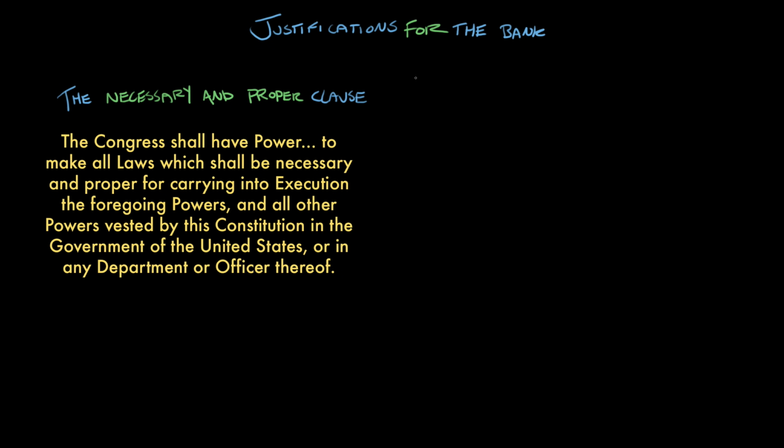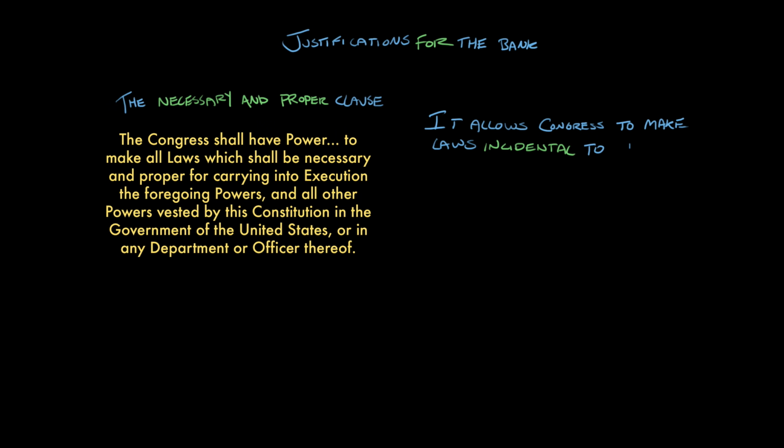So in Congress, what was the power that proponents of the bank used to justify passing it? The principal power that they used is called the Necessary and Proper Clause. The Necessary and Proper Clause says Congress shall have power to make all laws which shall be necessary and proper for carrying into execution its foregoing powers, those powers on the list, and all other powers vested by the Constitution in the government of the United States or any department or officer thereof. This is called the Necessary and Proper Clause. It allows for Congress to make laws incidental to the enumerated powers to effectuate or carry into execution those powers.